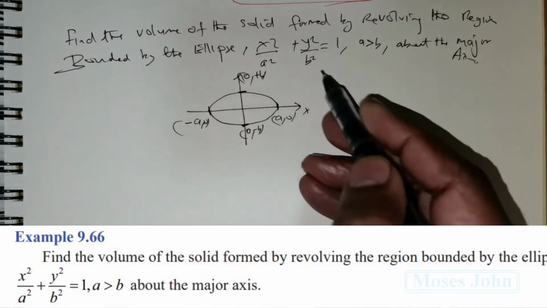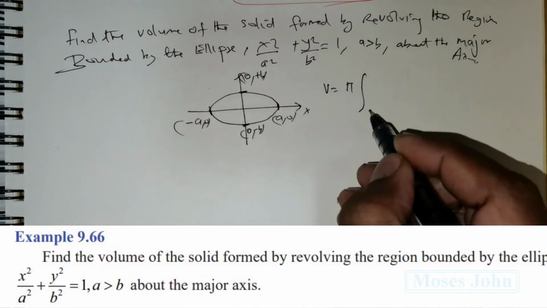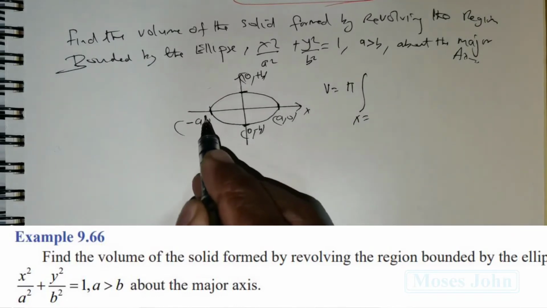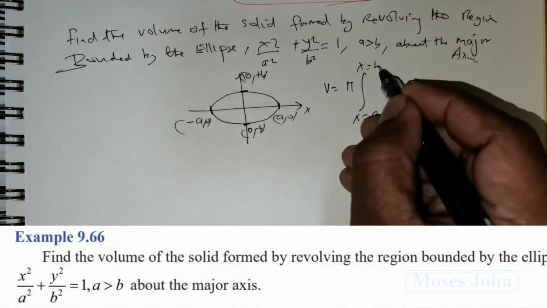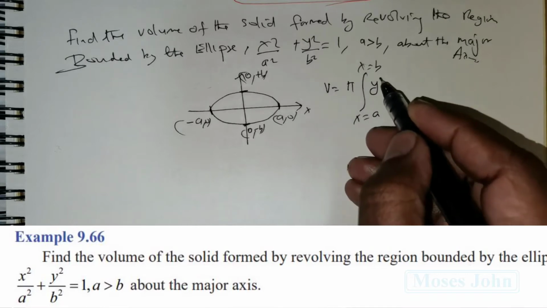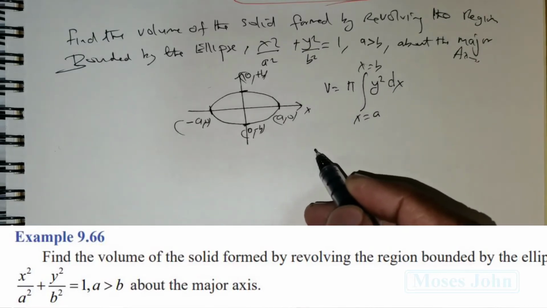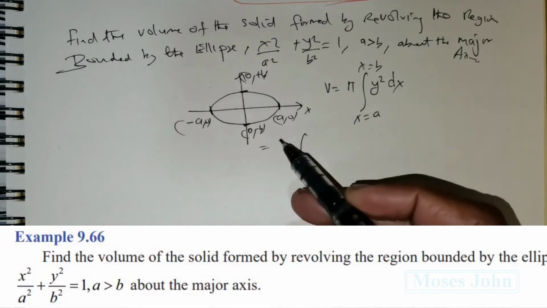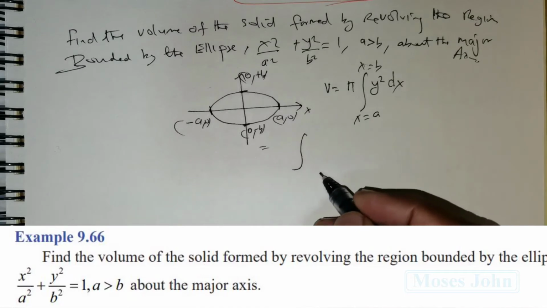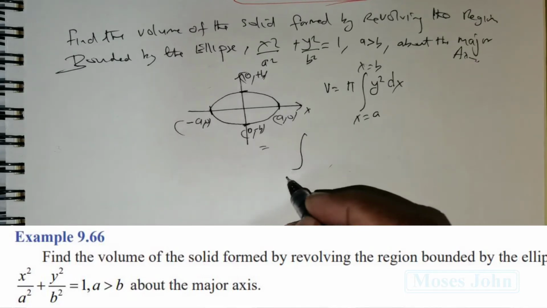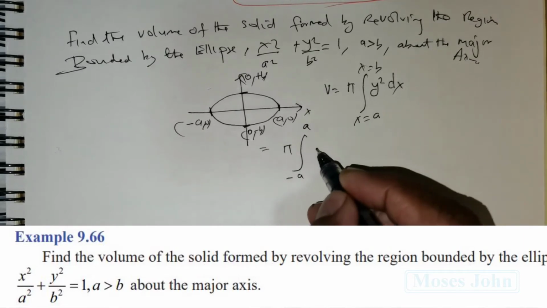Okay, so now you are expected to find the volume. So the required volume V is going to be pi times, I'm going to take it along the x-axis, the integral of y squared dx. So this is going to be my formula. Now the limits: I would be revolving the region about the x-axis, so that would mean from negative a to positive a, pi should be there, y squared.